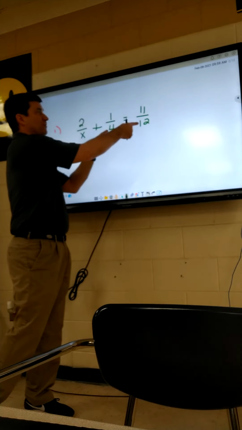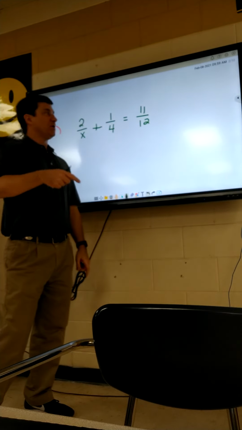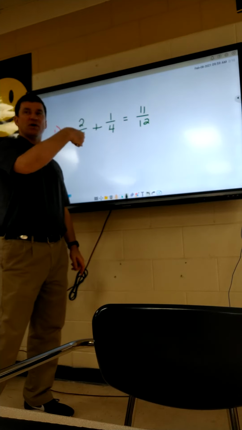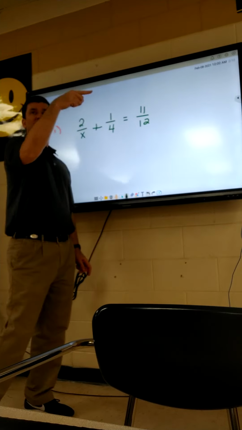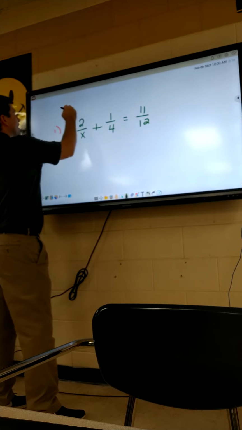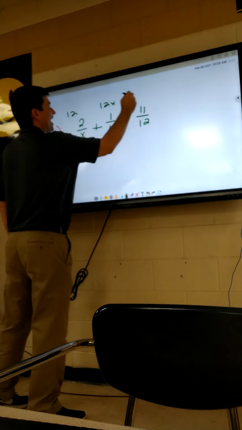I want a number that both of these will divide into. Well, 12 won't go into 2. 12 won't go into 8. It's got to be 12, right? 4 and 12 both divide into 12. So our common denominator is going to be 12 and x.